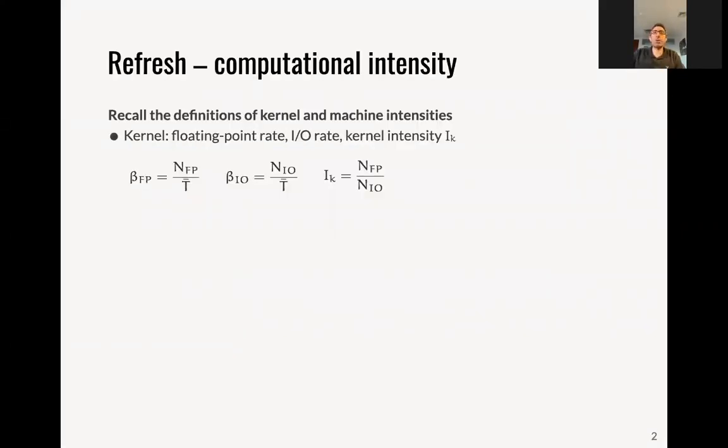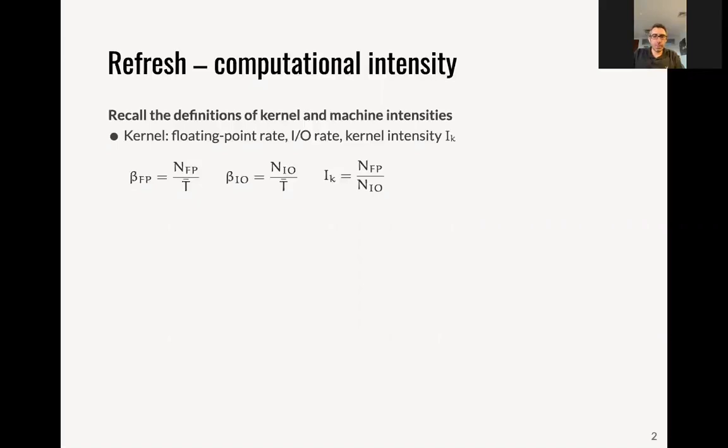Okay, so just to refresh your memories, last time, among other things, we talked also about these concepts of counting the number of floating point operations done in a given kernel, the size of the data that the kernel needs to input and output. And this motivated the definition of this intensity here, which simply is IK, the kernel intensity, which is in units of flops per byte, and gives you the requirements of the kernel in terms of the number of floating point operations that it is required to do for a given size of the data that needs to be read and written.